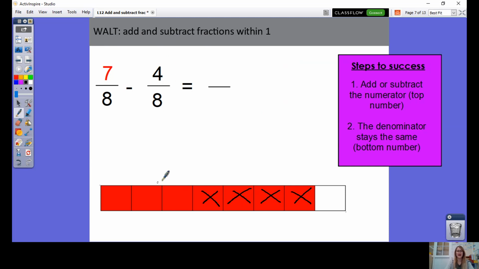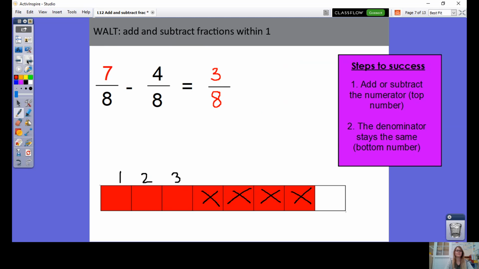So how many do I have left? Well, now I have 1, 2, 3 parts left. So 7 eighths minus 4 eighths, I have 3 eighths remaining. 3 out of 8 are left. So let's just again check with our steps of success. Add or subtract the numerator. So I did 7 minus 4. 7 take away 4 is 3. And then again, my denominator needs to stay the same. So my denominator should be 8 because there are 8 parts. Remember, I don't add them together.